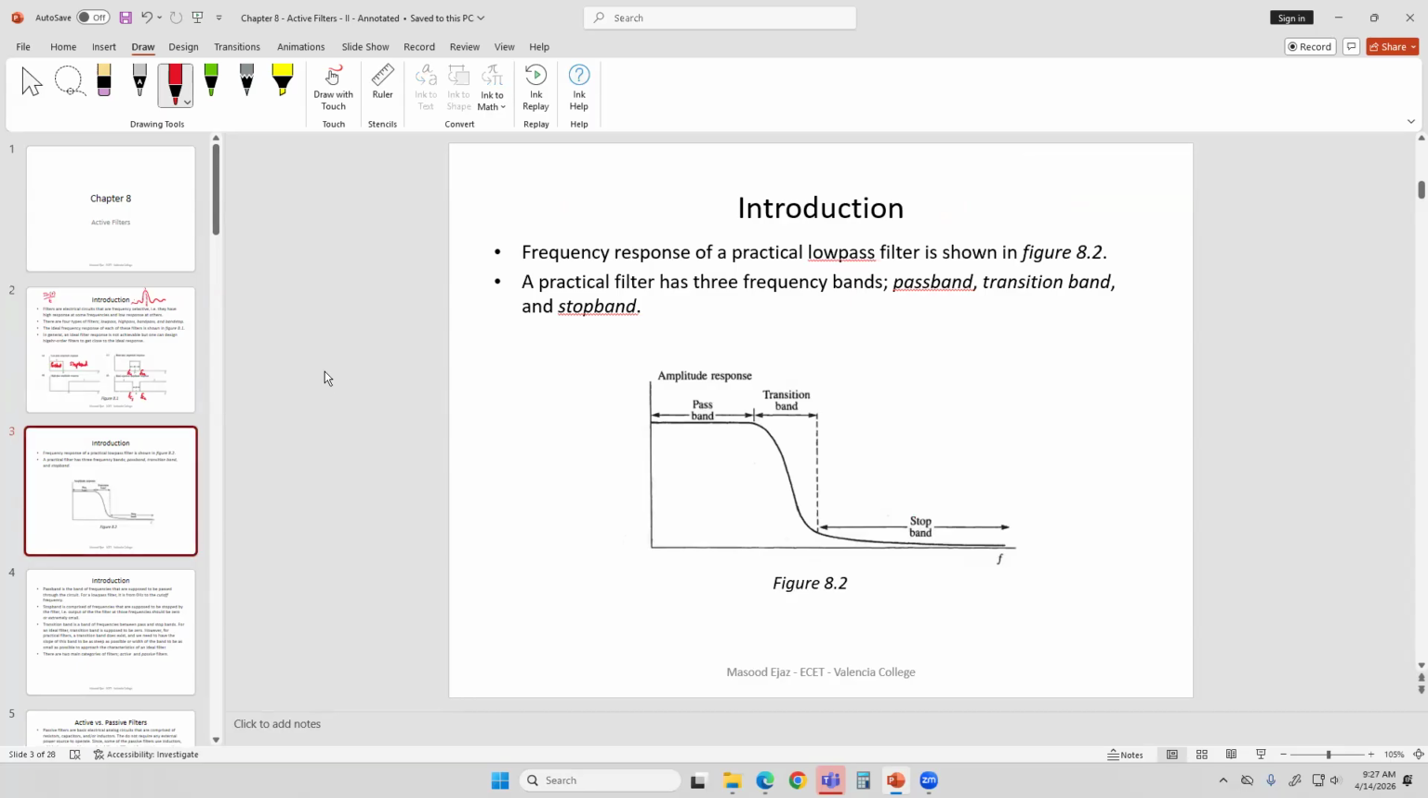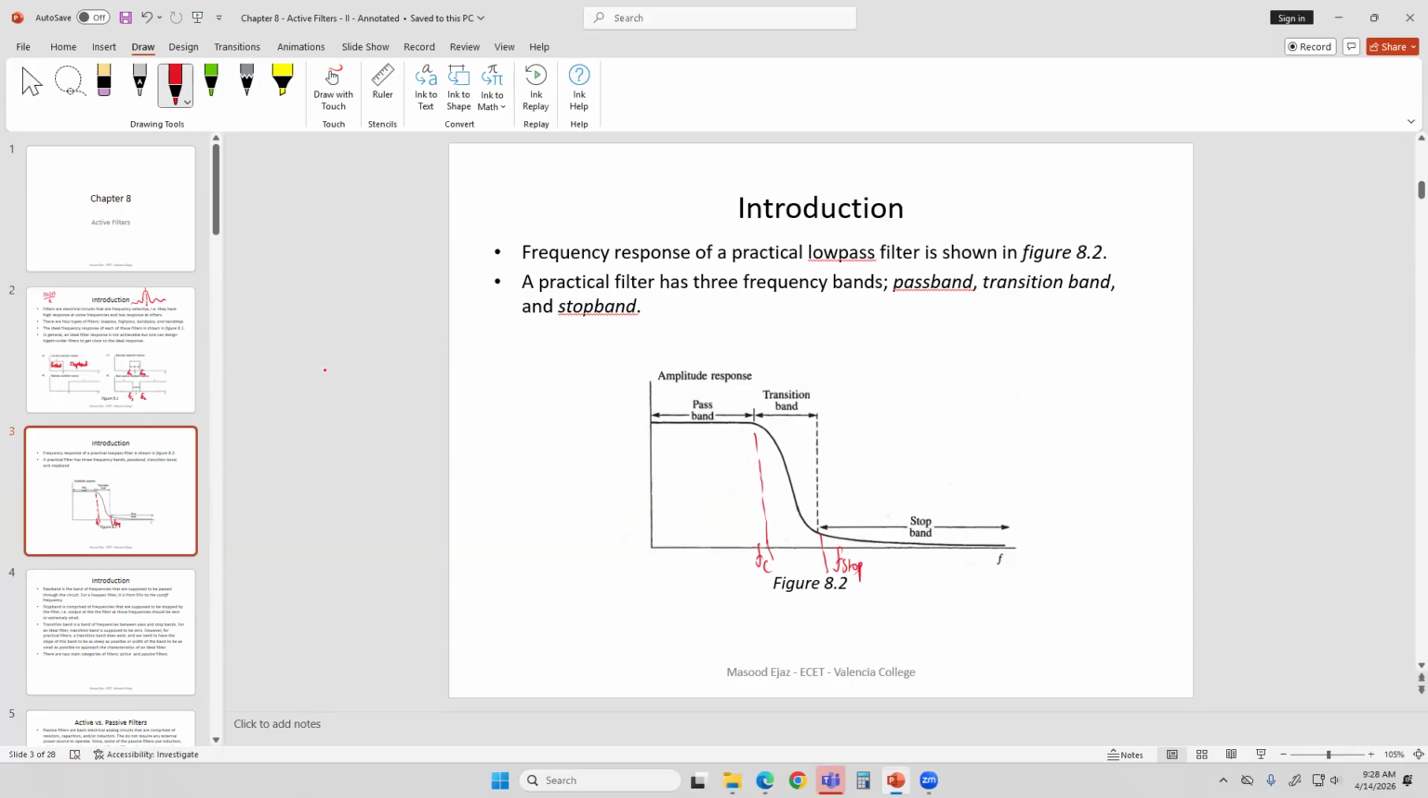Now, the practical filters, again, they don't have just two bands, a pass band and a stop band, but you also have a transition band. That is when the pass band is transitioning into the stop band. So that band of frequencies is the transition band. So you have the pass band, let's say FC, and then you have the stop band, F stop. And between FC and F stop, you have the transition band.